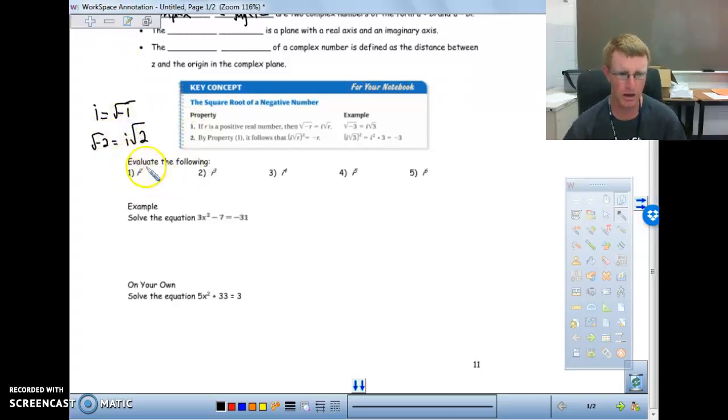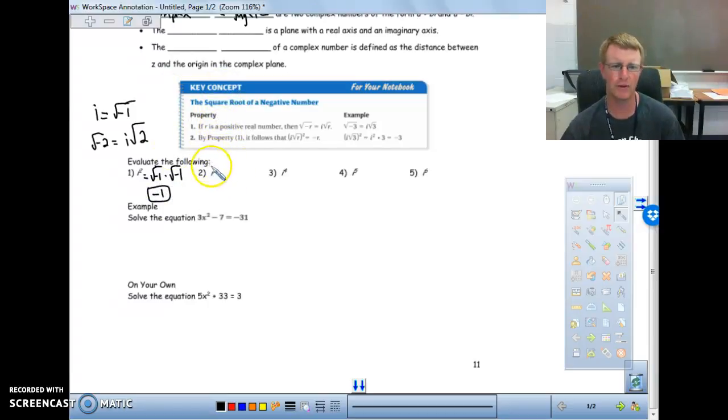So let's talk about i squared, i to the third power, i to the fourth power. This is important. In this first one we have i squared. What is this equal to? Well, this is equal to the square root of -1 times the square root of -1. And we have talked about in the past that two square roots of the same number multiplied by each other will cancel out the square roots. So i squared is equal to -1.